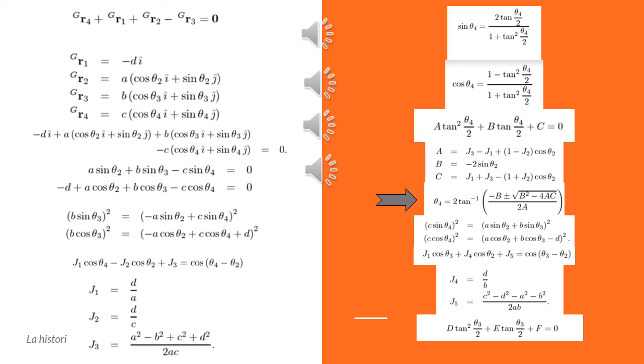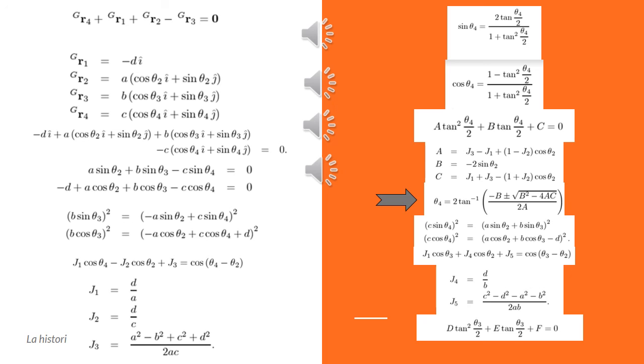The Freudenstein equation may be explained by using trigonometry. To provide a more practical equation, we have the following, where A, B, and C are functions of the input variable, and the equation is quadratic in tan of angle 4 divided by 2, and can be used to find the output angle 4.